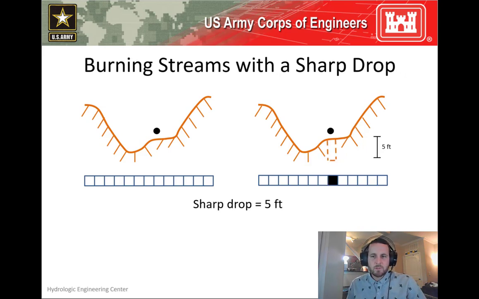This slide shows once again a cross-section of a terrain data set near a channel, only this time the picture on the right here represents what happens with the terrain reconditioner burn stream step when only a sharp drop is specified. So the program will lower the elevation of the cell directly beneath the stream shapefile, the 5-foot distance, and that's it. There is no buffering operation that occurs with a sharp drop.